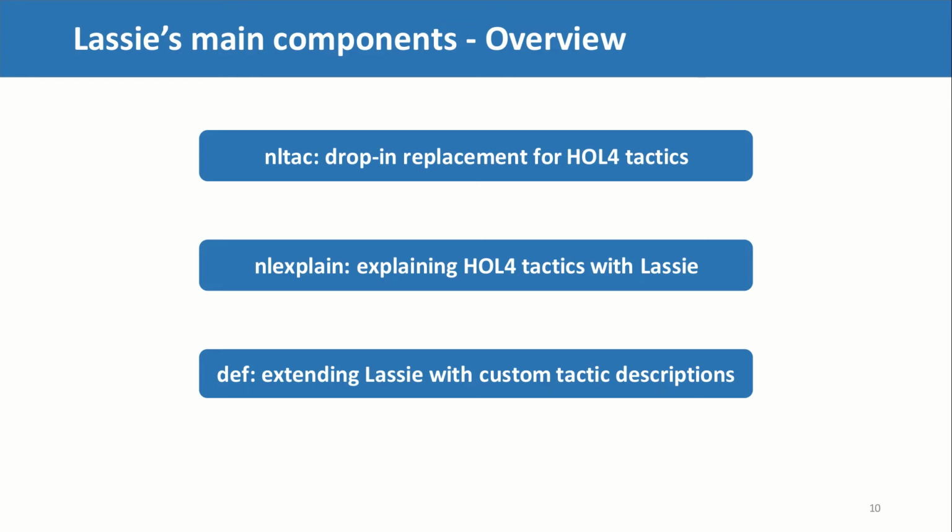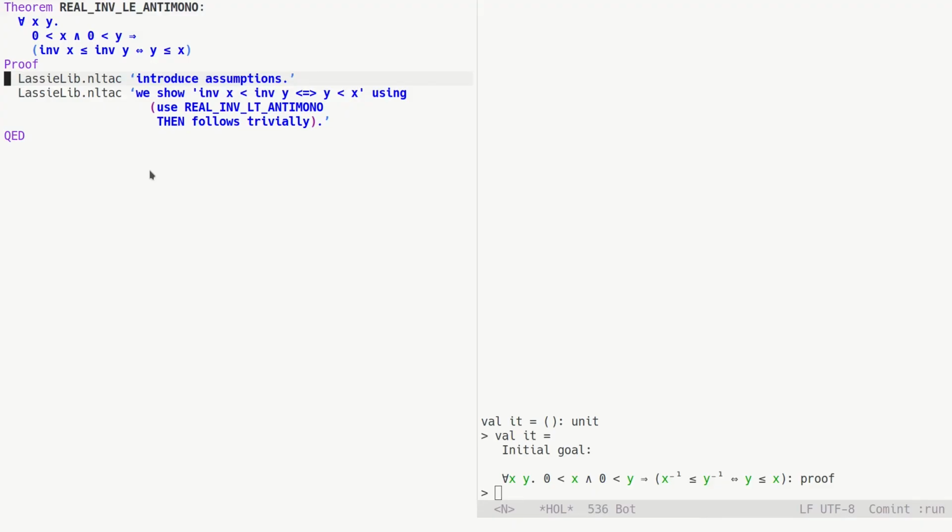Let's look at an example for NLTAC first. In this example, I will show you how to use NLTAC in an interactive HOL4 proof. On the left-hand side of the screen, you can see an example theorem showing that if x and y are positive, then the inverse of x is less than or equal to the inverse of y, if and only if y is less than or equal to x.